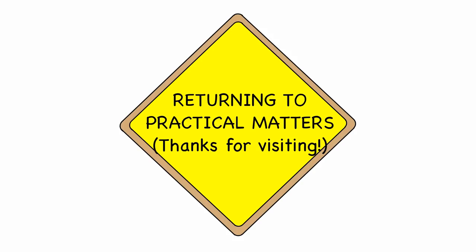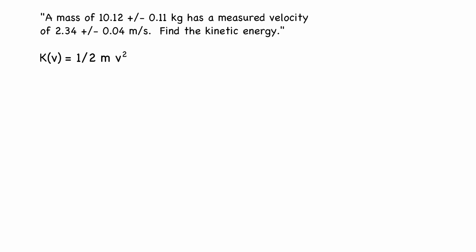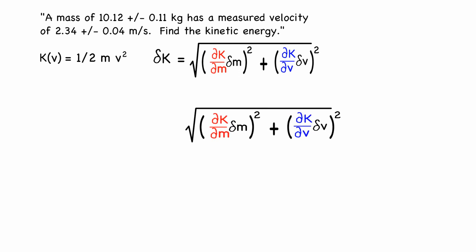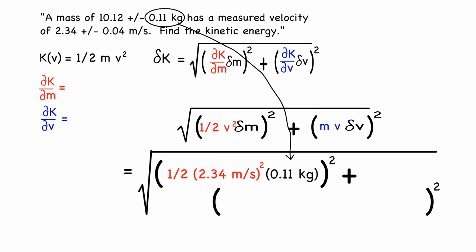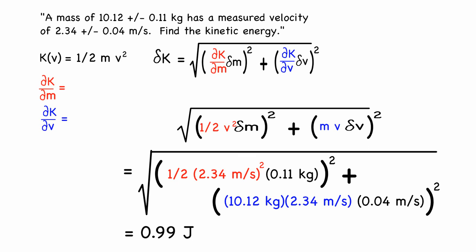Let's revisit the kinetic energy example again, but this time with two variables. K equals 1/2 mv squared, only this time both m and v are measurements with uncertainties. The uncertainty in k is the two sources of uncertainty added in quadrature. Each one involves a derivative of k with respect to a different variable. Now let's plug in all our numbers. And that's all there is to it.